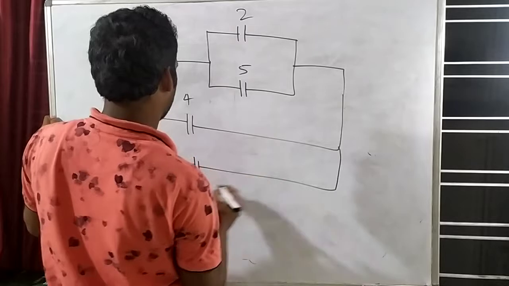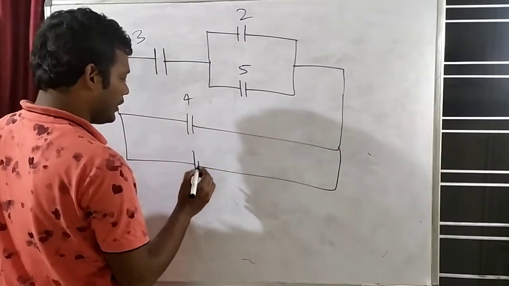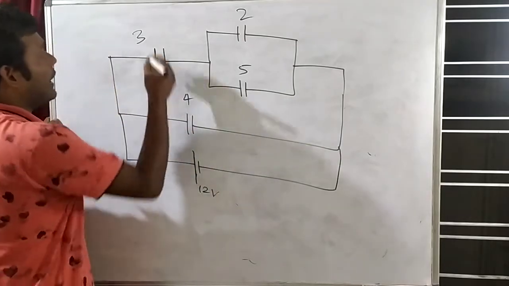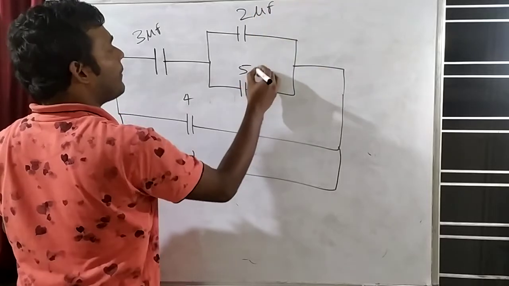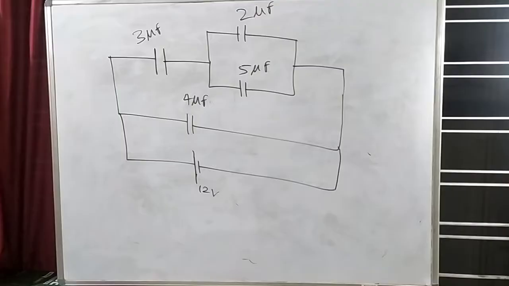Let's say we are connected with a 12 volt supply. See, let's say this is 3 microfarad, this is 2 microfarad, this is 5 microfarad, this is 4 microfarad. Can we calculate the equivalent capacitance?